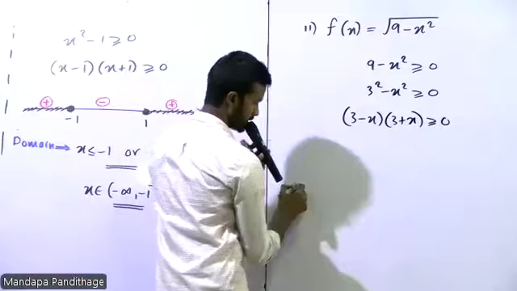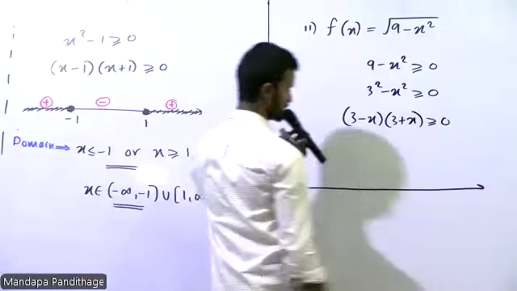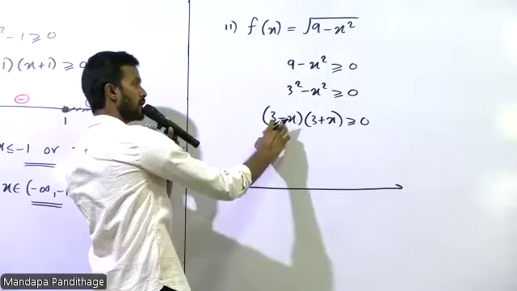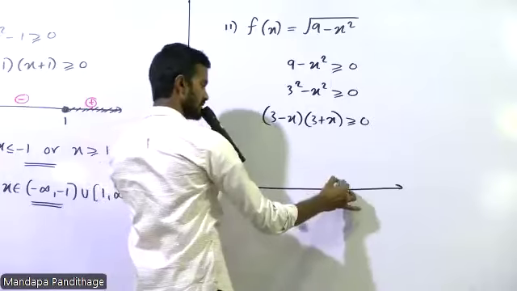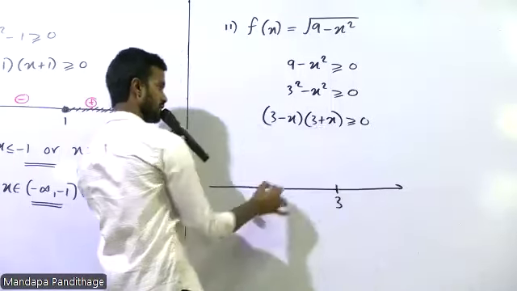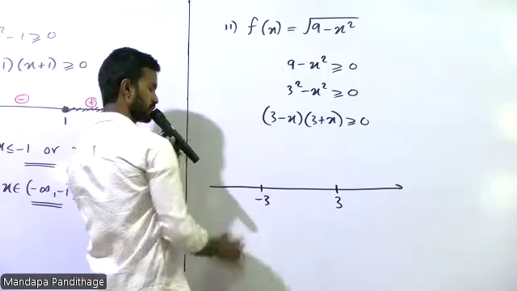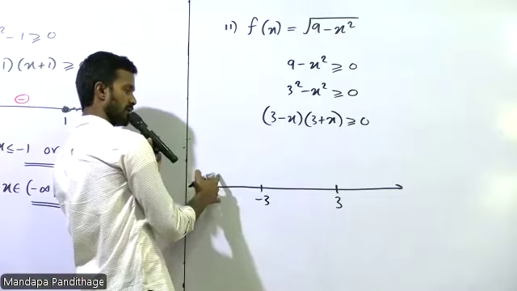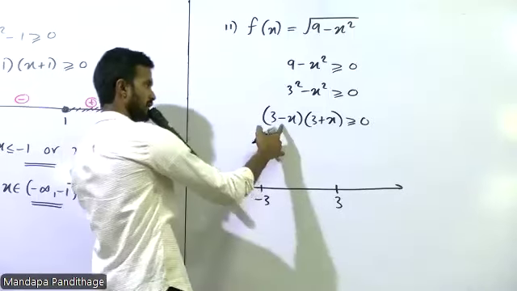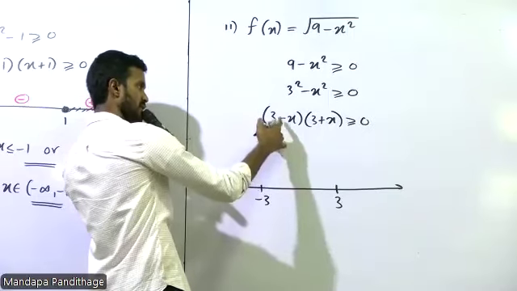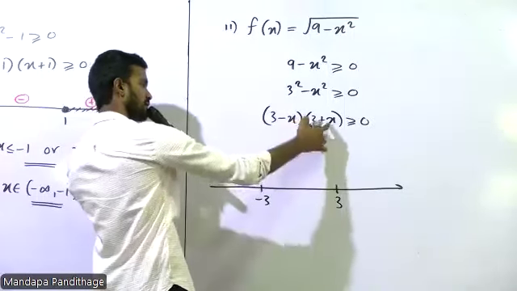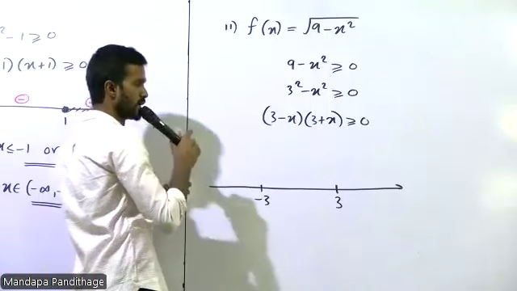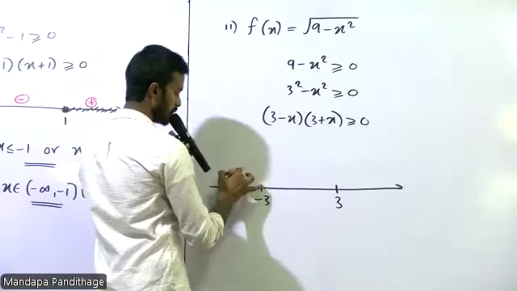Then take a number line, anyone who were not in the class when we did this lesson. So then mark the values that make these factors 0. This becomes 0 when x equals 3. This becomes 0 when x is equal to minus 3. And then think of any number in this range. If you take minus 4, substitute it here. 3 minus minus 4 is 3 plus 4 and 3 minus. So this is plus, this is minus. That means the product gives you minus. So that's what you have to do.